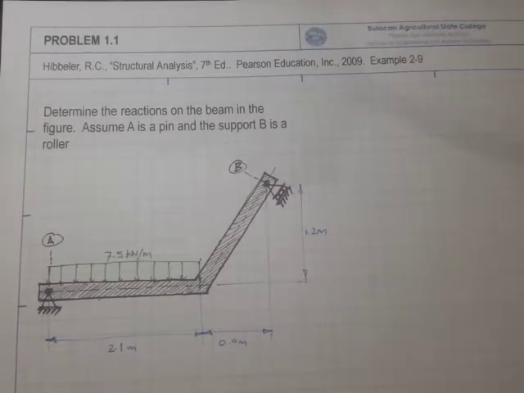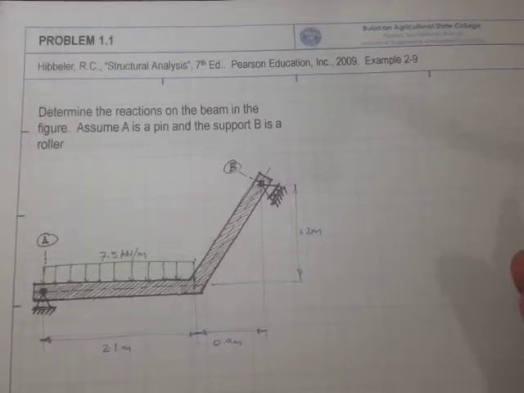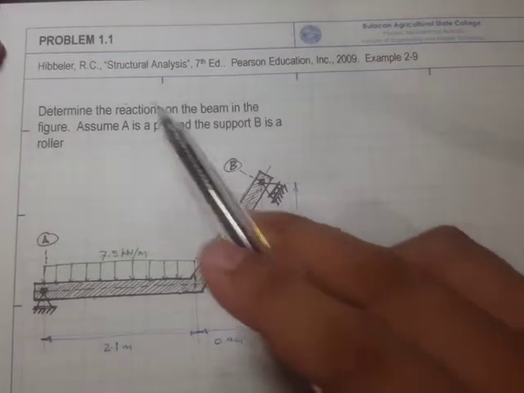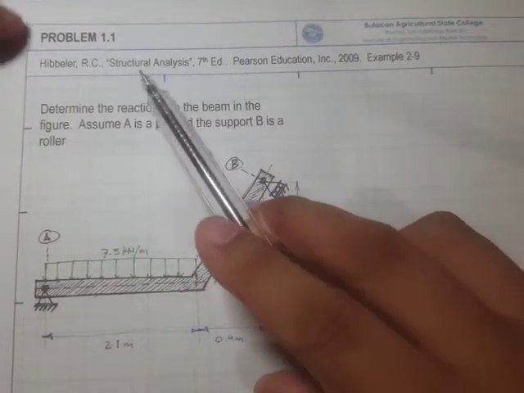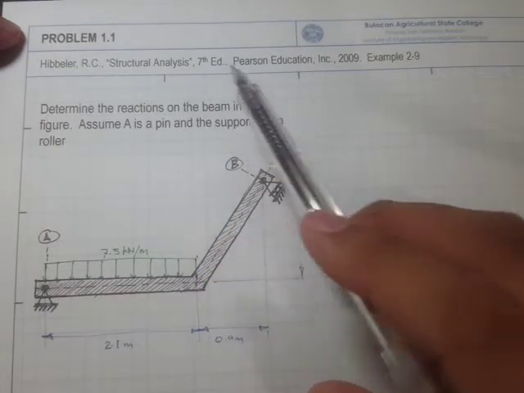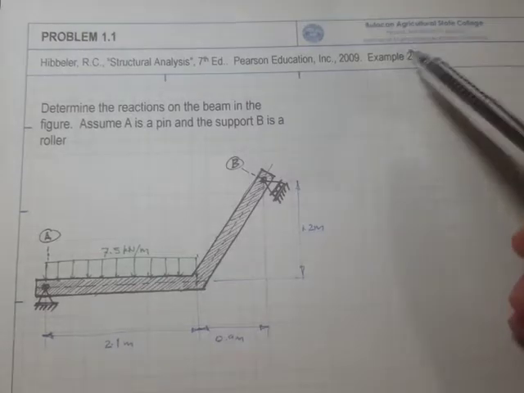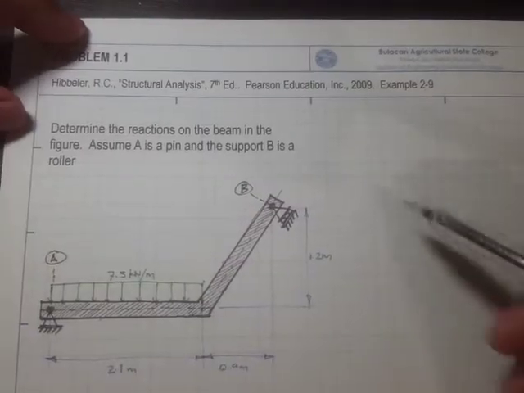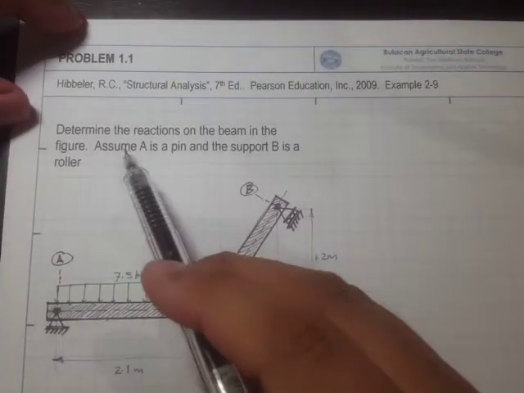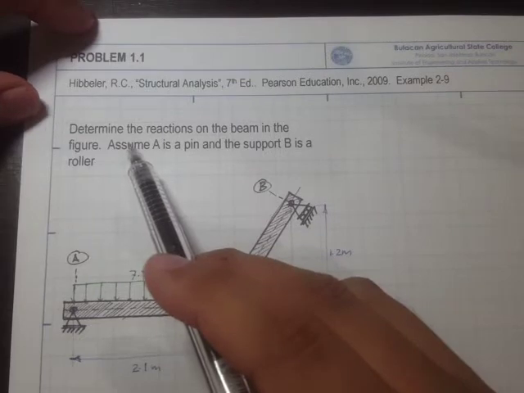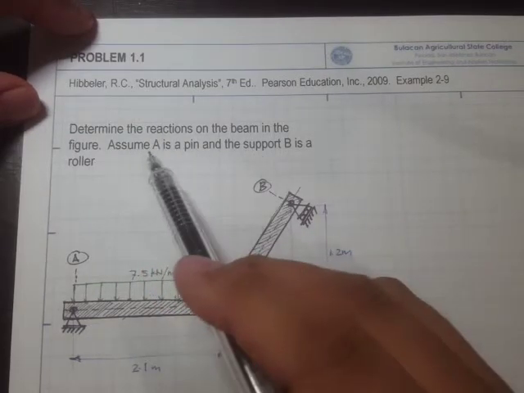Alright, now let's do our first problem regarding the review of static concepts. This problem is taken from the textbook of Hibbeler, Structural Analysis, 7th edition, example 2-9. The problem says that we are to determine the reactions on the beam in the figure.